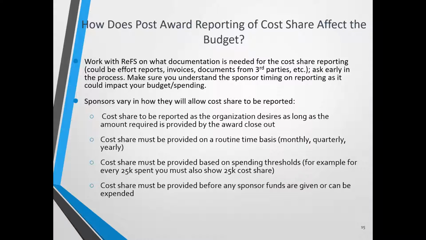Sometimes they'll have it based on a monthly, a quarterly, or a yearly target that you need to meet. Sometimes it'll be based on a spending threshold. So for example, for every $25,000 that you spend, you've also got to show $25,000 in cost match. We also have some sponsors that require the cost share to be shown as being spent first before they'll provide any funds as part of your package of expenditures. A good example of this would be OCAST. OCAST requires you to show that you've spent $10,000 in funds in cost share before they'll give you $10,000 of their money to spend for however your budget showed it was going to be spent.